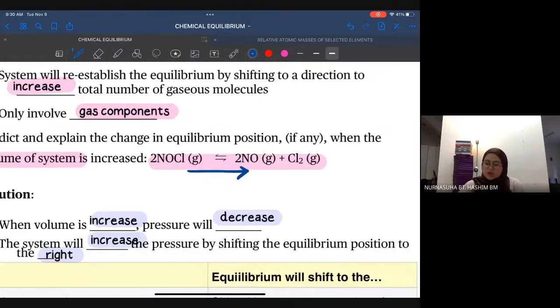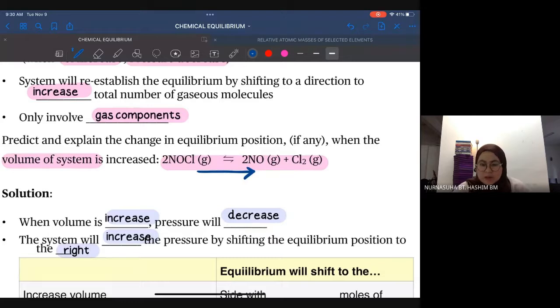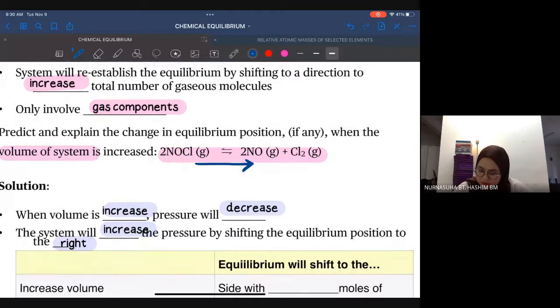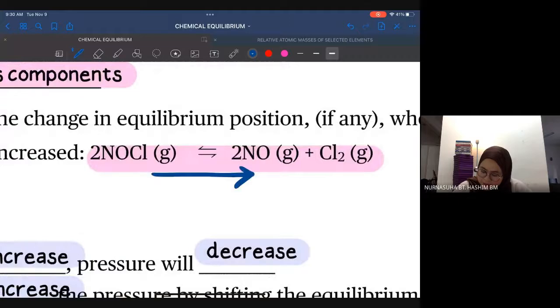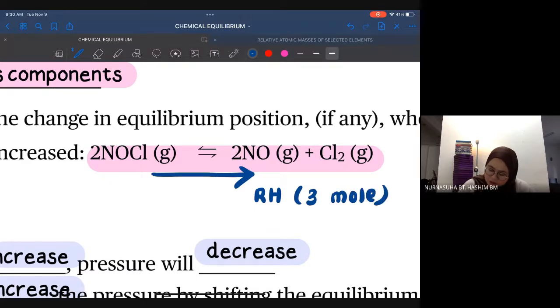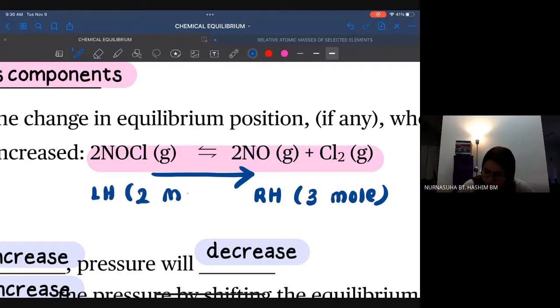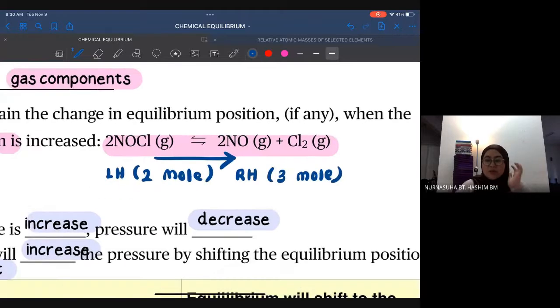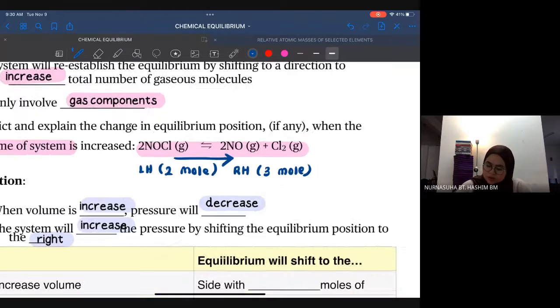Okay, now, if you wondering, kenapa pergi kanan? Kenapa bukan kiri? Okay, kita pergi kanan sebab dekat kanan, right hand, dia ada 3 mol. Kalau left hand here ada 2 mol. So untuk case pressure ni, kita akan shift equilibrium towards greater number of mol. Okay, take note.